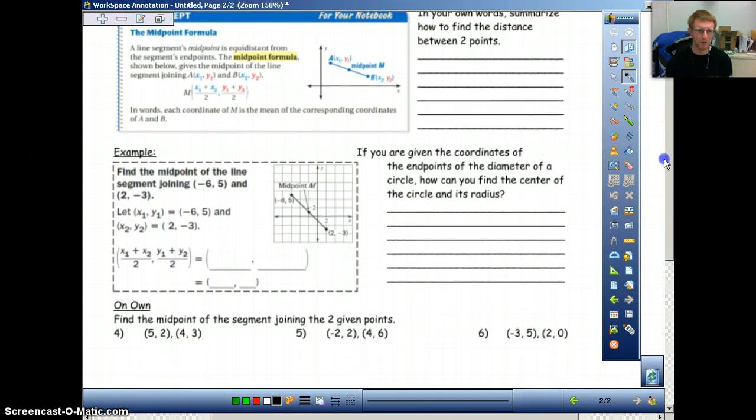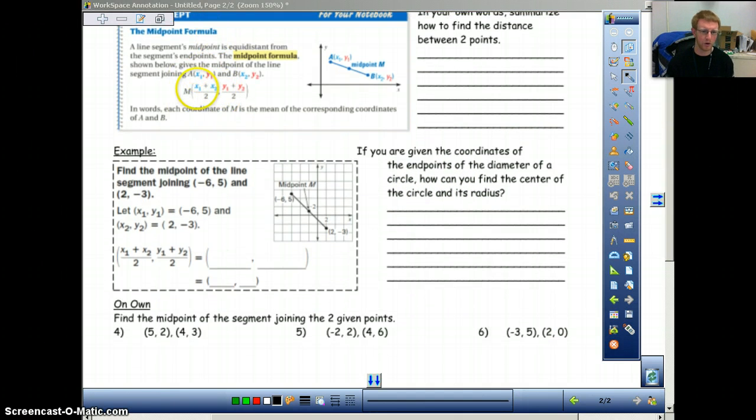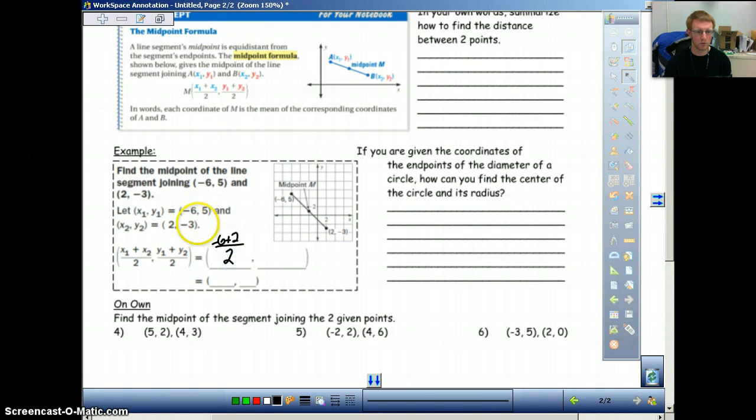So the midpoint formula is, as we said before, you're taking your two x values, adding them and dividing by 2. It's basically the average of your x values, and then the y is going to be the average of your y values. So all we're simply doing is taking the two coordinates they give us. Here we have negative 6, comma 5 and 2, comma negative 3. So we're going to take our two x values, negative 6 plus 2 divided by 2, and 5 plus negative 3 divided by 2.